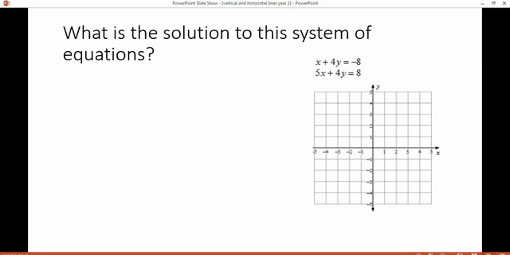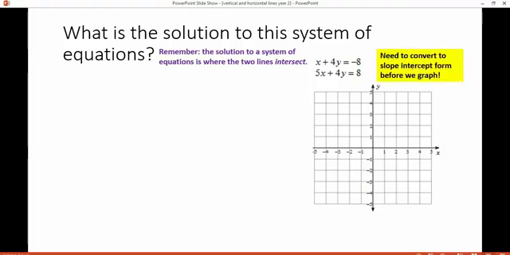Quick review on solving systems of equations. What is the solution to this system of equations? Remember, the solution to a system of equations is where the two lines intersect, or where the two lines are going to cross. So let's see our two lines.